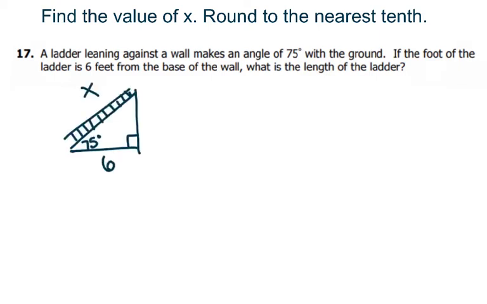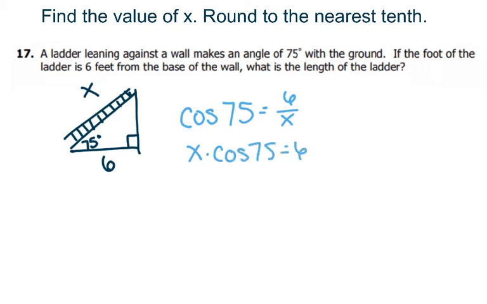Okay, so I'm trying to find what x equals. I can only use cosine for this one. So the cosine of 75 equals 6 over x. I would multiply x to the other side. Then I would divide by cosine 75. So 6 divided by cosine of 75. When I put that in my calculator, I get 23.2. That's how long that ladder is.